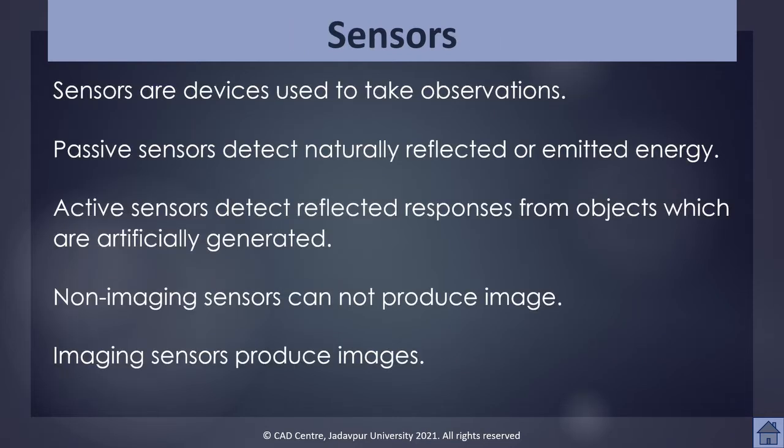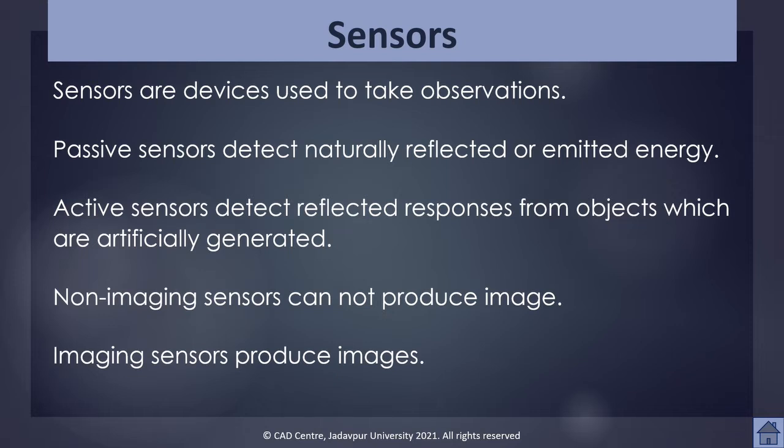Now, for digital imaging, we need sensors. Now, what is a sensor? Sensors are devices used to take observations. A sensor is a device comprising optical components or systems and a detector or array of detectors in the focal plane with the electronic circuitry. Sensors are characterized by their spatial, spectral and radiometric resolutions or radiometric performance. They are available in a variety of forms and combinations nowadays. Additional types of sensors are expected to be developed in the near future.